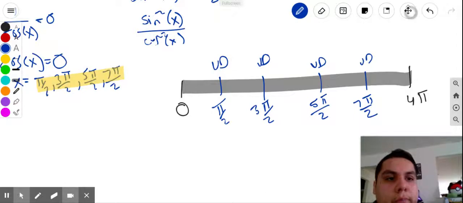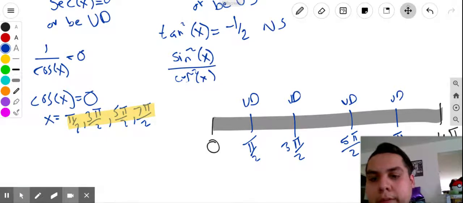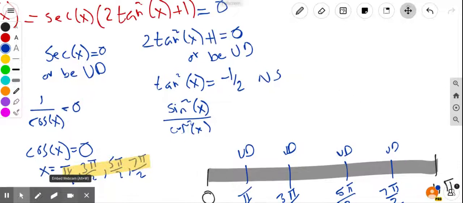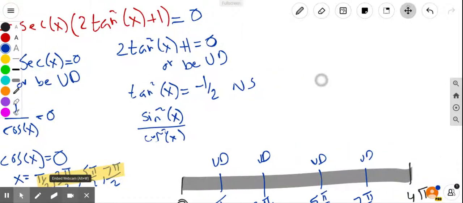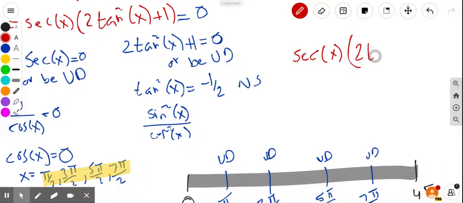Okay. So I need to look at my second derivative, which all this work. Okay, cool. It's right there in the black. Or in the red. Jeez, Rodriguez. So it's secant of x times 2 tangent squared of x plus 1. That's my second derivative. Okay.